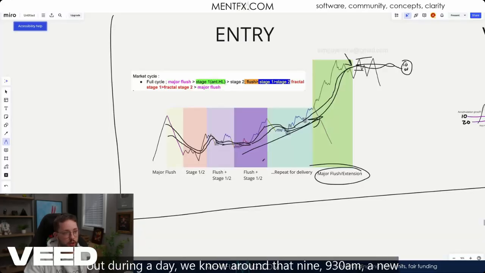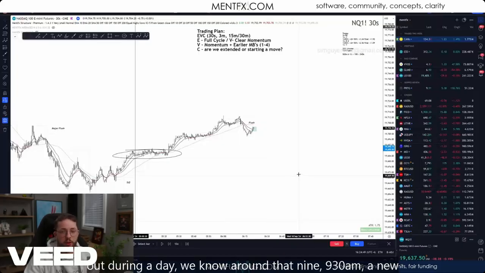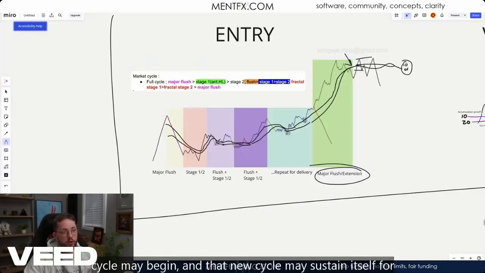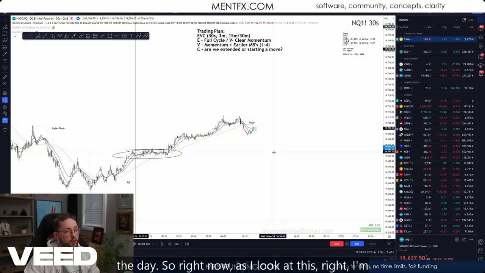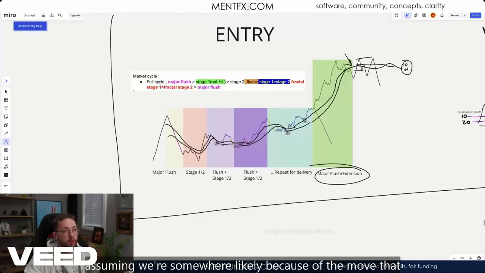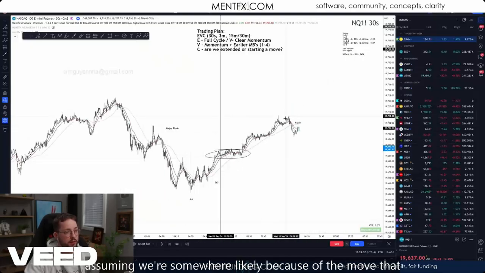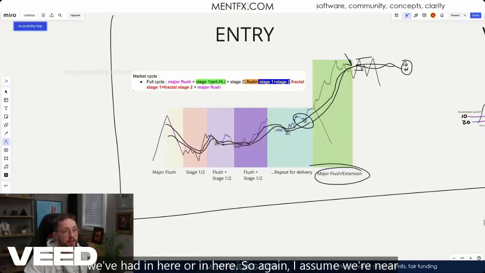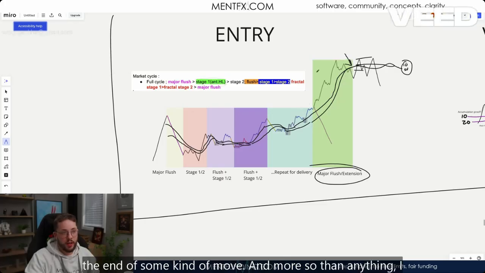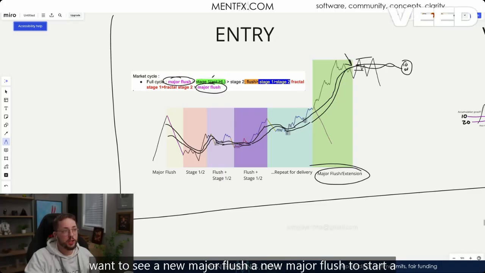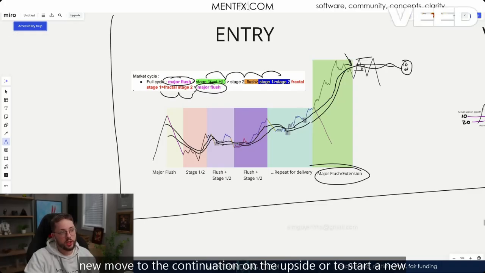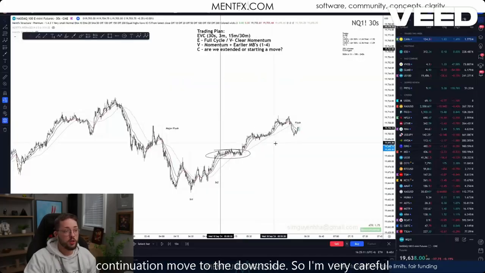Usually if a cycle is playing out during a day, we know around that 9:30 a.m. a new cycle may begin, and that new cycle may sustain itself for the day. So right now, as I look at this, I'm assuming we're somewhere likely, because of the move that we've had, in here or in here. So again, I assume we're near the end of some kind of move, and more so than anything, I want to see a new major flush to start a new move to the continuation on the upside, or to start a new continuation move to the downside.